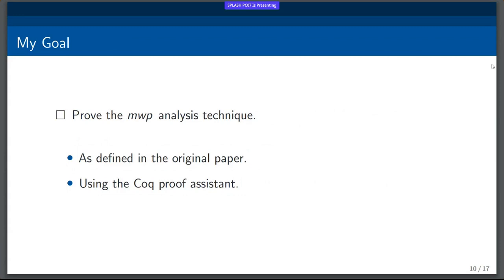My actual goal is to try to prove the MWP analysis. That's the one that I presented. I want to prove it exactly how it's outlined in the paper, and I'm going to use the Coq Proof Assistant to do it. I've seen it used in different kinds of applications where it's been successful, so that's my intuition for why it would be a good fit here. I'm specifically using the original paper because the original paper has the proofs, and that gives me a very good guide to actually complete this task.